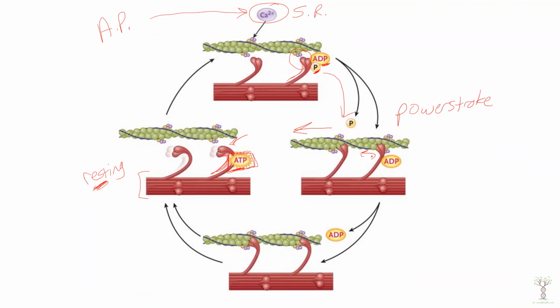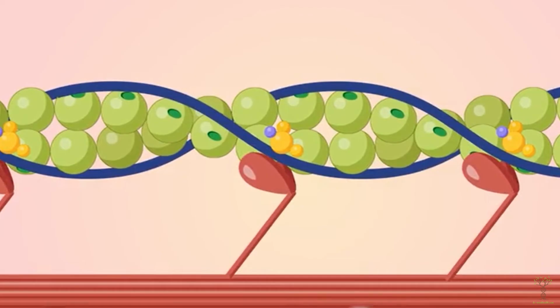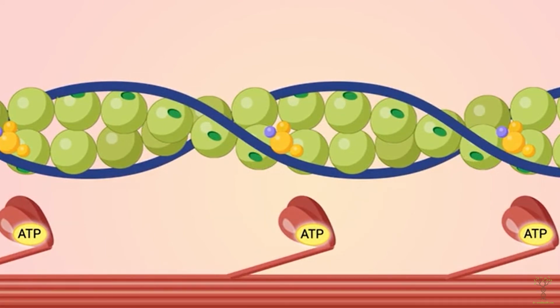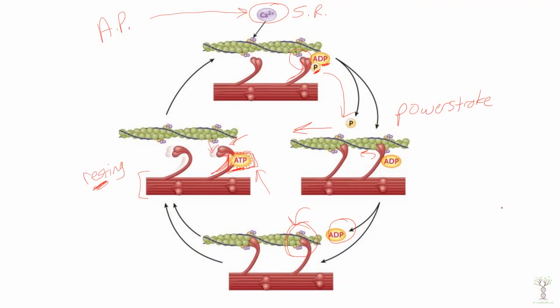Once the power stroke occurs, then the ADP is going to come off. And at the end of the contraction, notice that the myosin and the actin are still bound together. They cannot unbind until a new ATP molecule binds to the myosin. When the new ATP binds, then the myosin can be released from the actin. And this cycle will continue as long as there is an action potential stimulating the release of calcium. So ATP is required for the myosin to be removed from the actin so the muscle can relax.